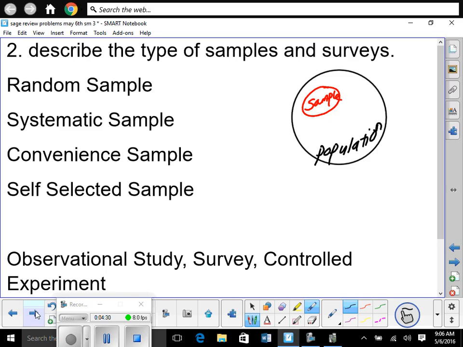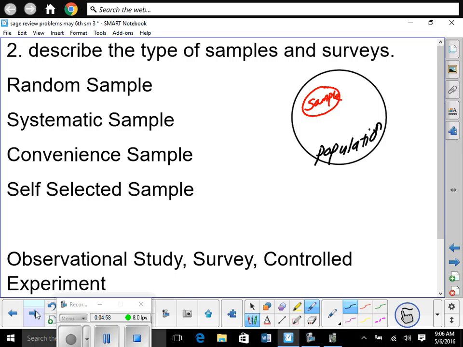Okay, so next problem. Describe the type of samples and surveys. Just a reminder, if you have an entire population, which can be many things, it's not the world population. For example, our classroom could be a population, and a sample could be this table. Or a population could be the entire school, and our classroom could be a sample. You all understand that, right? This could be a population, and she could be a sample. So you understand that.